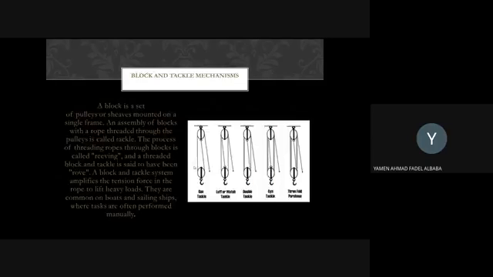Block and tackle machine. A block is a set of pulleys or sheaves mounted on a single frame. An assembly of a block with a rope threaded through the pulley is called tackle. The process of threading ropes through blocks is called reeving, and the threaded block and tackle is called a rope assembly. A block and tackle system amplifies the tension force in the rope to lift heavy loads. They are common on boats and sailing ships, where tasks are often performed manually.